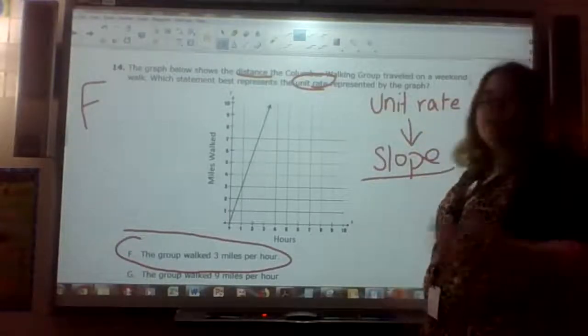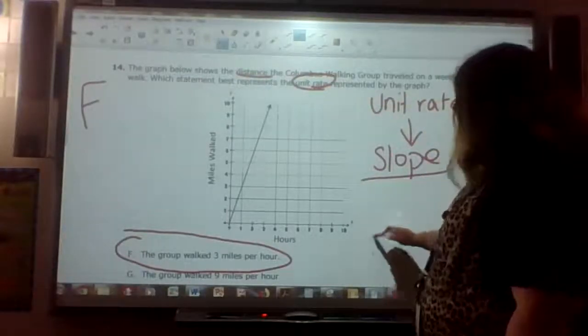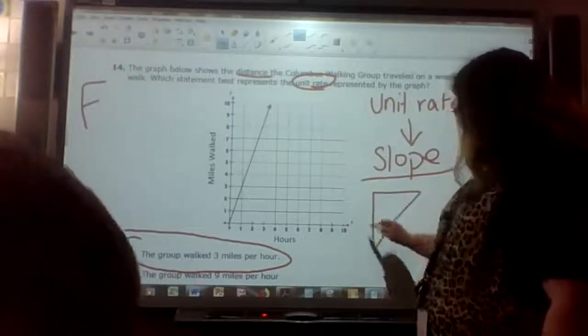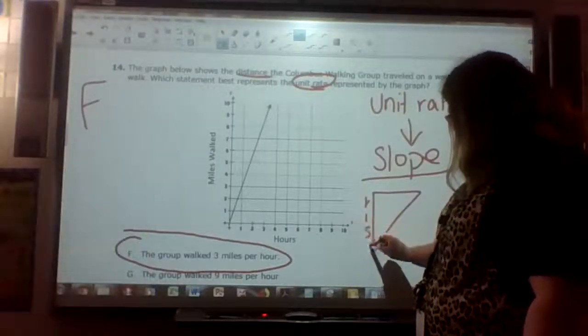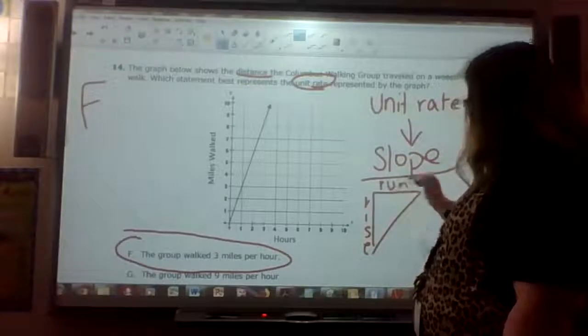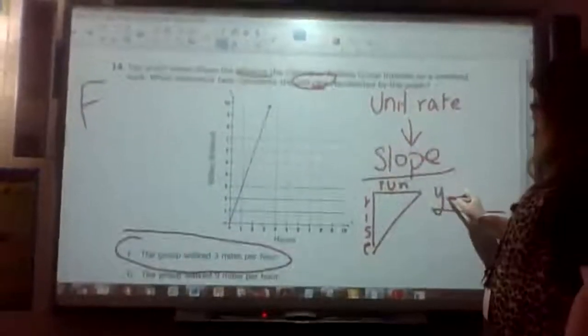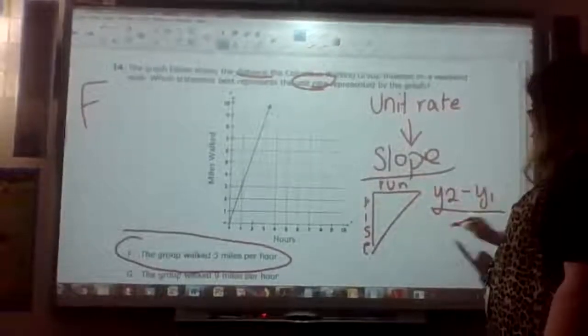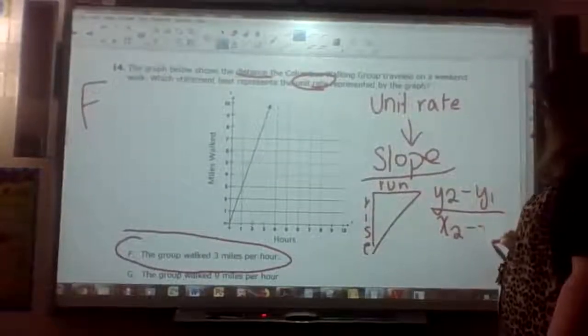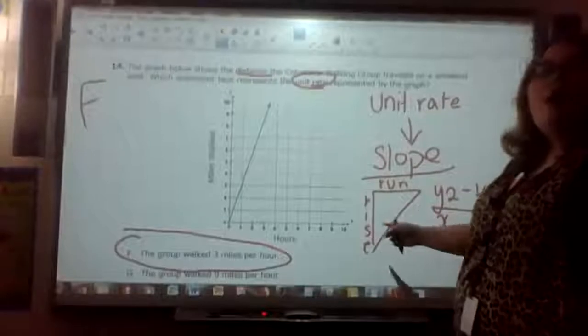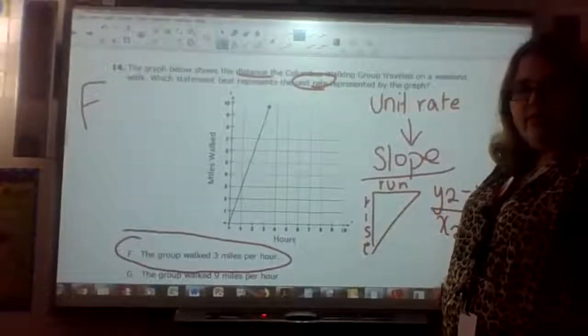Slope. Star chart. You have rise over run, and you also have your slope formula: y2 minus y1 over x2 minus x1. You can do either method, whichever one works for you.